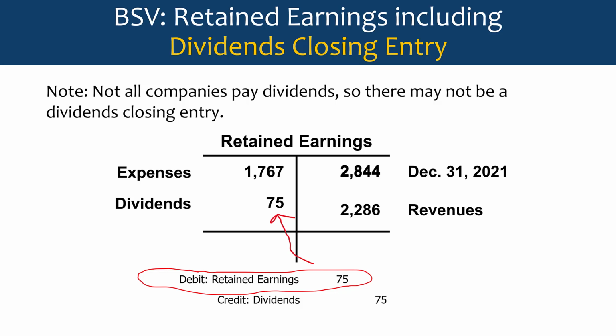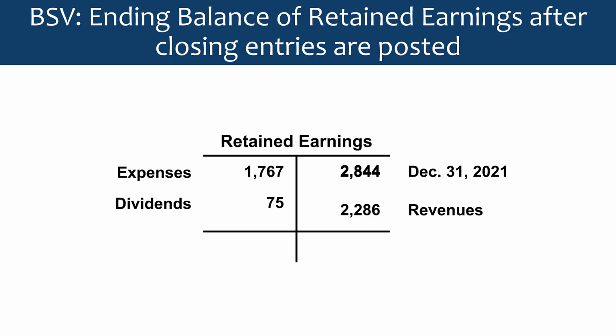Now, just a word here. Not all companies pay dividends, so there may not be a dividends closing entry. Here we have one, but you may not always have one. Now we can calculate a balance for the retained earnings T account. We're going to take the difference between the total credits and the total debits. The difference will go on the larger side, which is the credit side in this case. So we see that the retained earnings has an ending credit balance. We have now done all 3 closing entries for Black Squirrel Ventures.